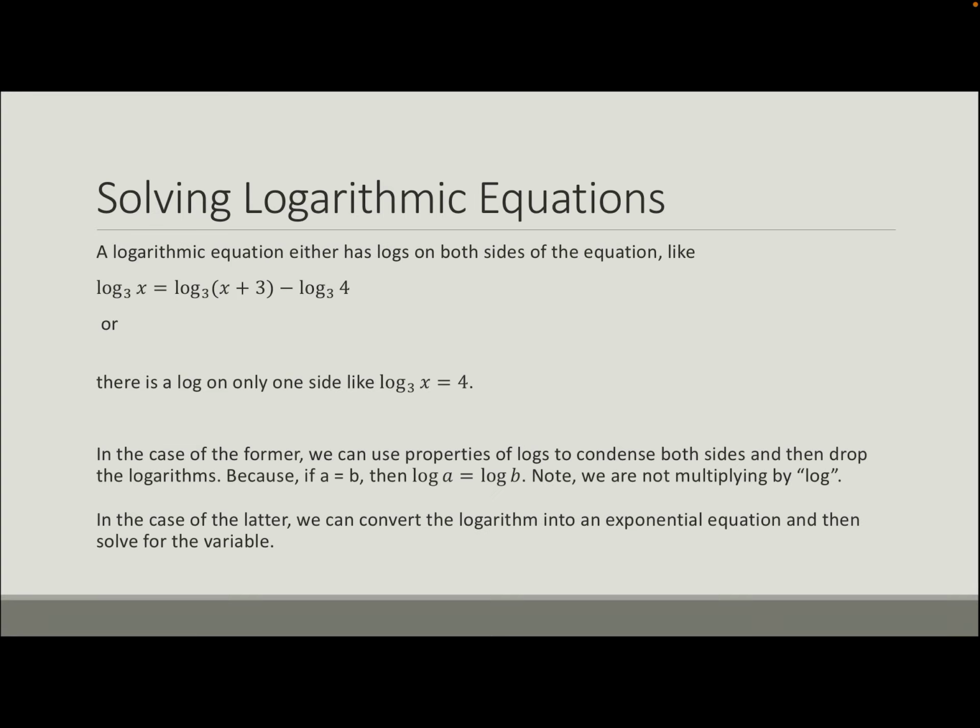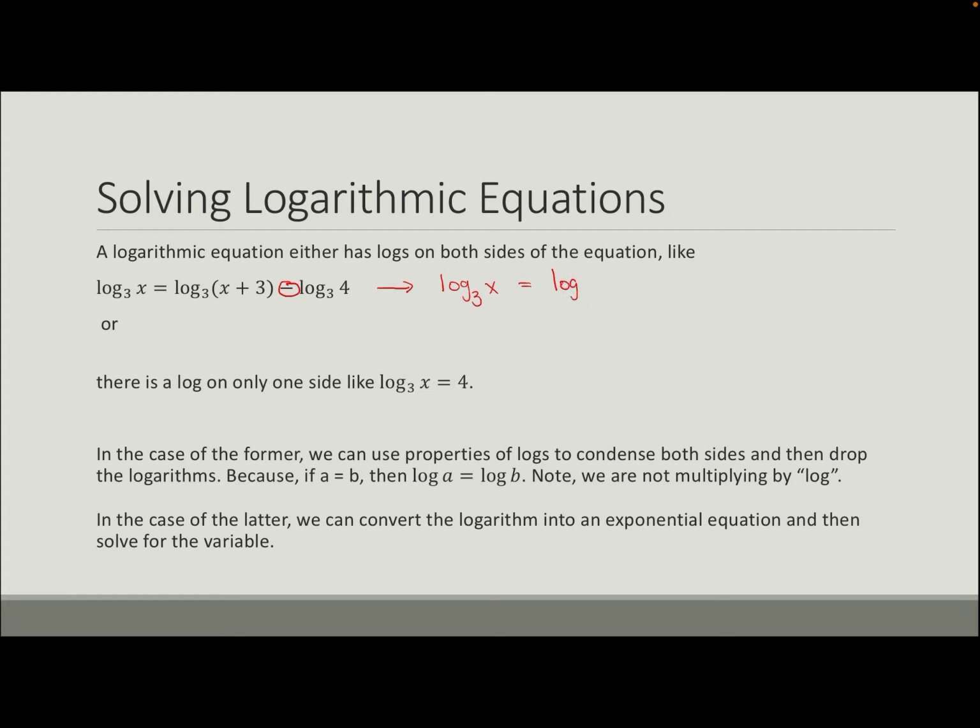So when we're solving a logarithmic equation, two things can happen. We either have logarithms on both sides or we have a logarithm on only one side. In the case of having a logarithm on both sides, what we want to do is condense both sides of the logarithm. So in this example, this would be the same as having log base 3 of x equals, and remember where we subtract two logarithms, we can divide the inputs.